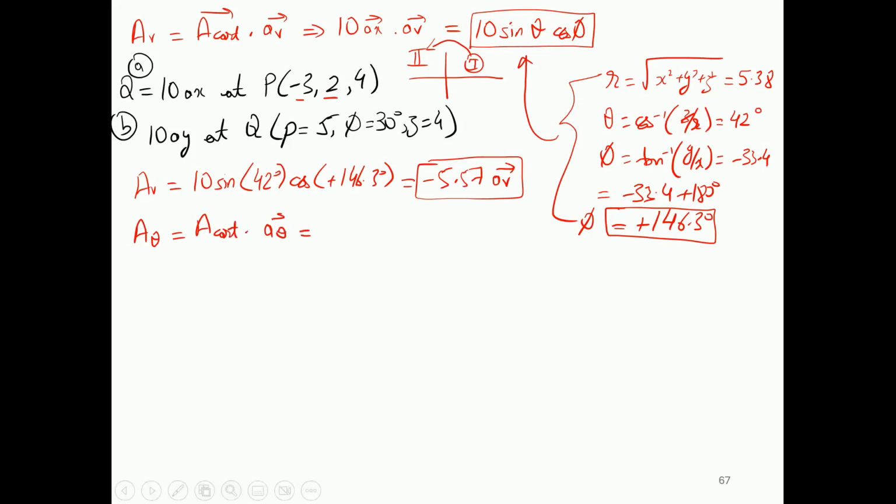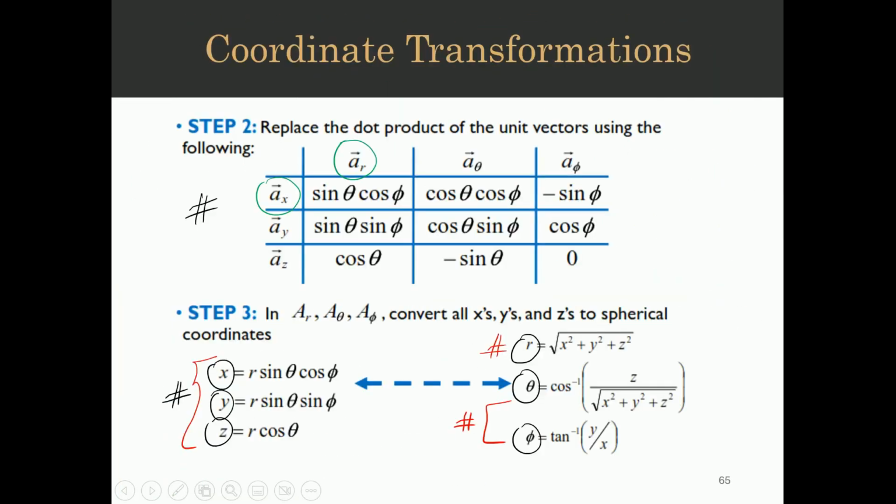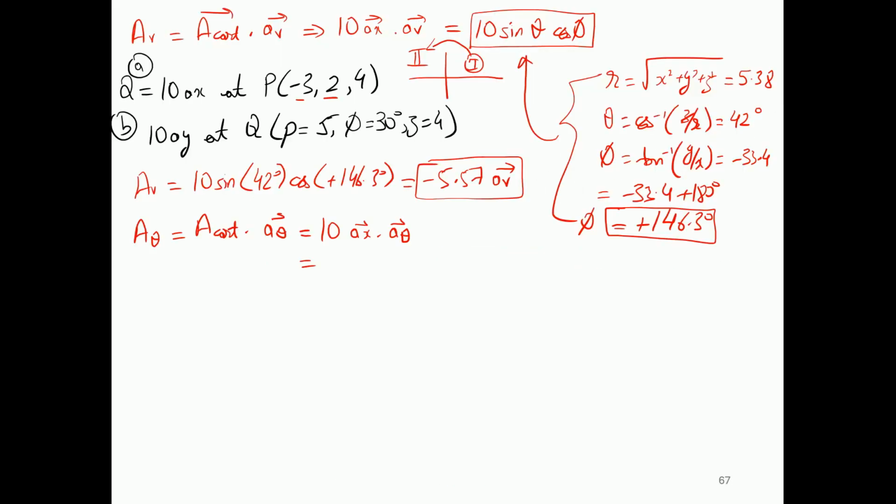So again we are going to use the table, but I'll input the values for you so you can try. A x multiplied with a theta, so we'll have cos theta and cos phi. So it comes out to be 10 cos theta multiplied with cos phi. We have the theta and phi values from here, so the answer comes out to be minus 5.54 a phi. Similarly, I leave the last part for you. I'm just going to write the answer: a theta comes out to be minus 6.18, and a phi comes out to be minus 5.54.